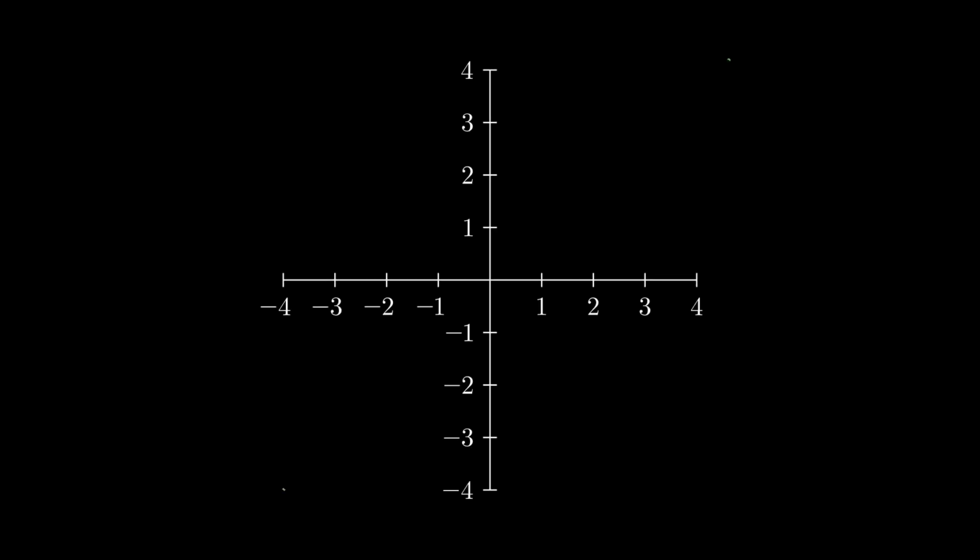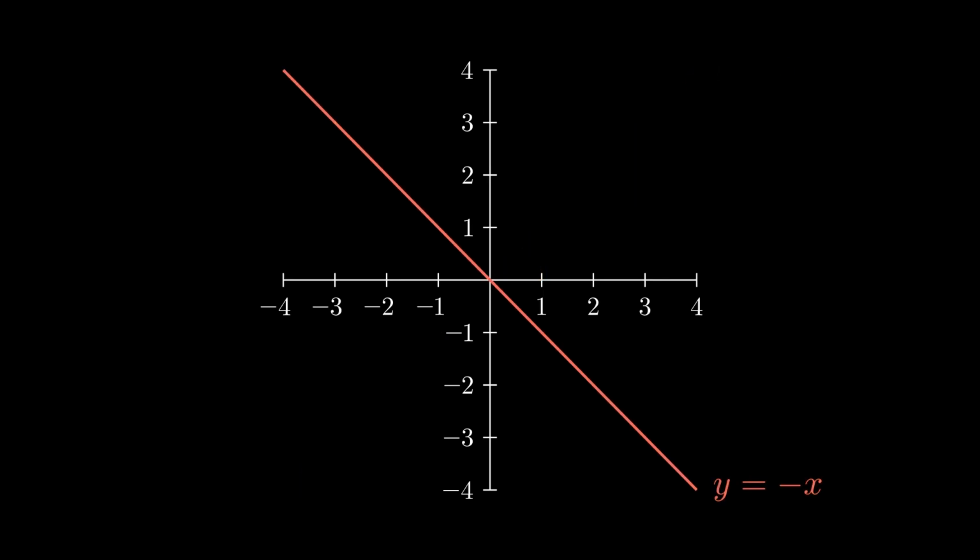Next, let's understand slope with a few examples. Remember, slope is the steepness of a line and is calculated as rise over run. For y equals x, the slope is 1 because it rises 1 unit for every 1 unit it moves right. We calculate this as slope equals 1 over 1, which is 1.